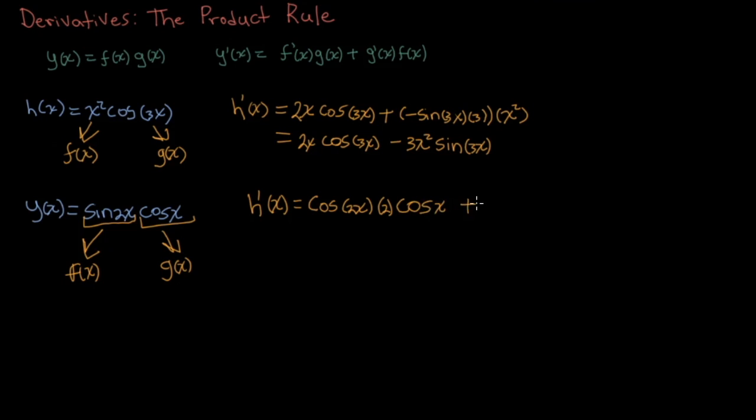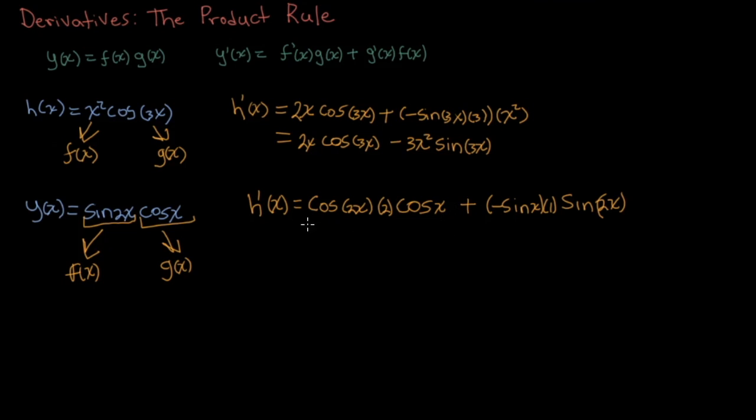Plus the derivative of g(x), so the derivative of cos x, which is negative sine x, times 1. And then I'm going to multiply that by f(x), which is sine 2x. Alrighty, and there you have it.